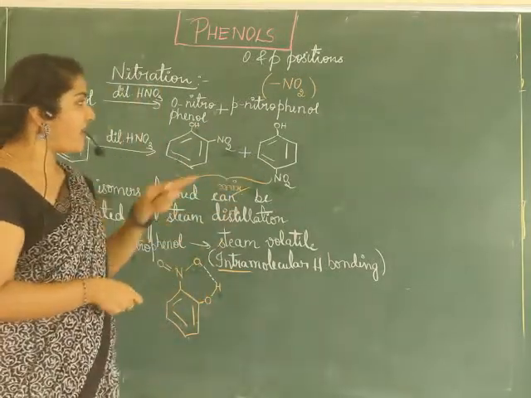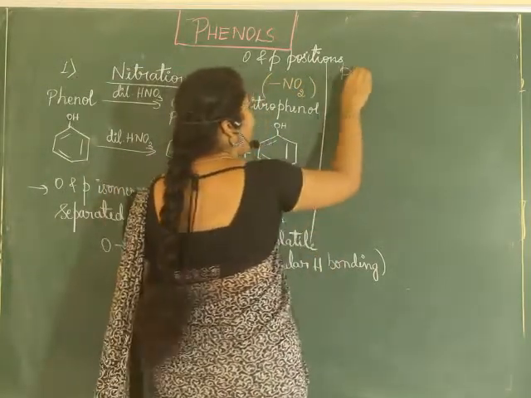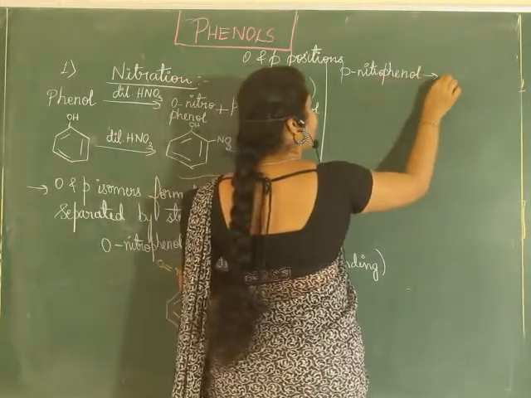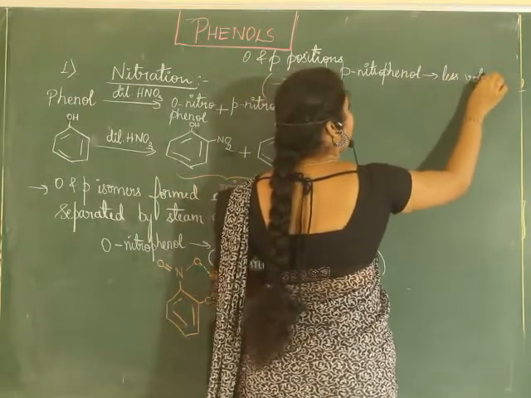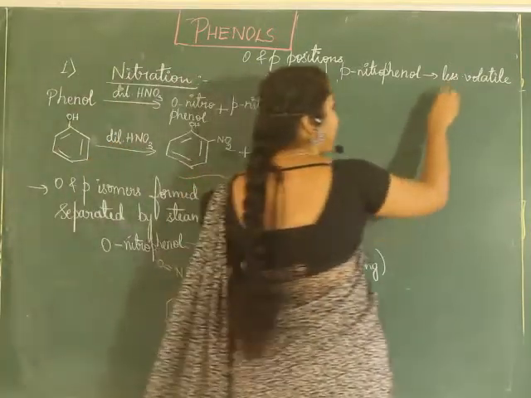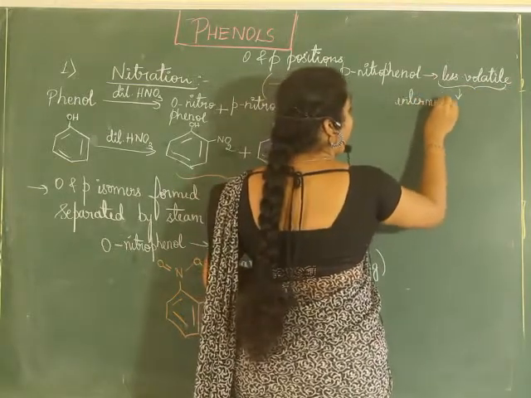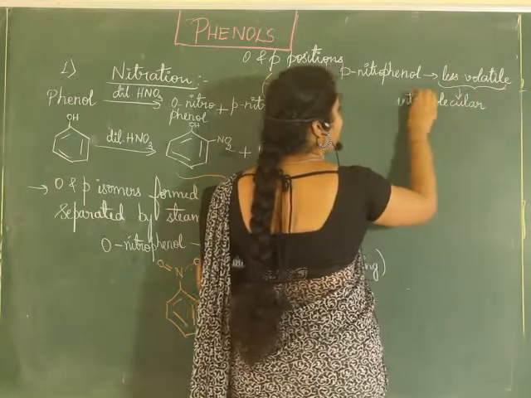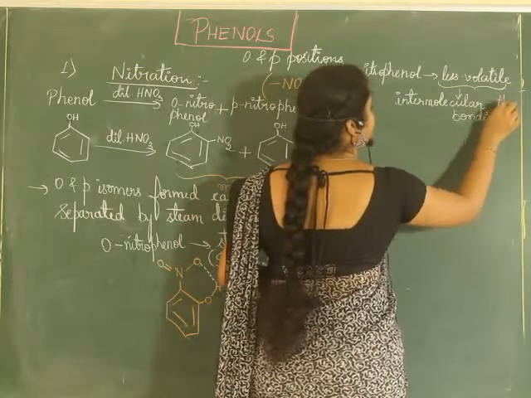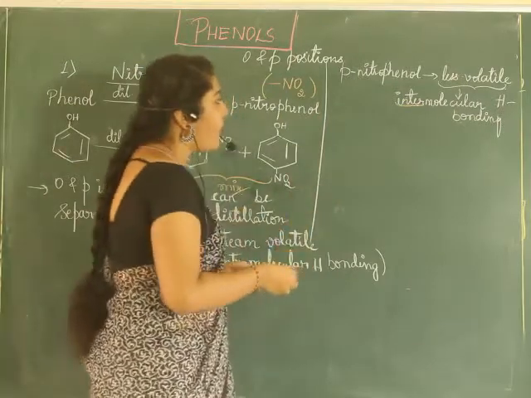Whereas in the case of paranitrophenol, I'll write it here. In the case of paranitrophenol, why is it less volatile to steam? Steam, you know, isn't it? It's water vapor. Why is it less volatile to steam? The reason is because it is due to intermolecular hydrogen bonding. Intermolecular hydrogen bonding.